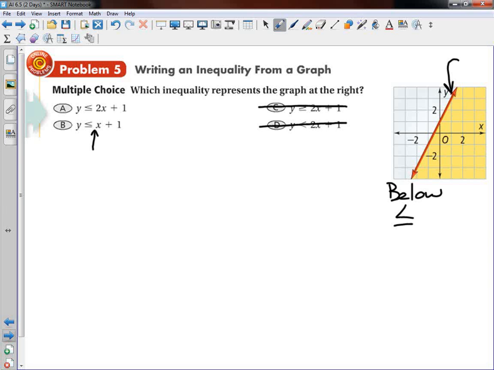So now I need to compare slopes. Well, remember, for slope, I can compare it by rise over run, looking at where they cross the lines nicely. So how do I go rise over run from there? I go rise of 1, 2, over a run of 1. So 2 over 1. So my slope is 2, which looks like that means it's A, not B. A is my answer.